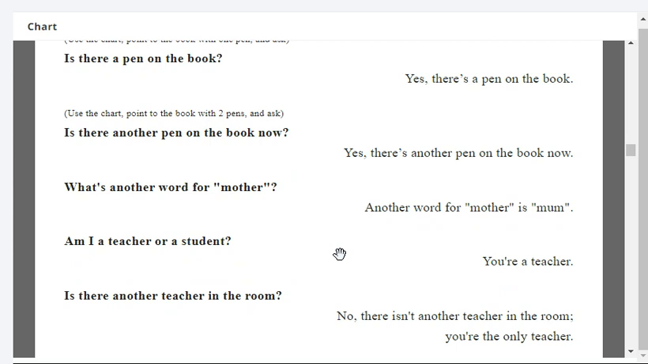Now, what's another word for mother? Another word for mother is mom. Very good. Am I a teacher or a student? You're a teacher. Very good.